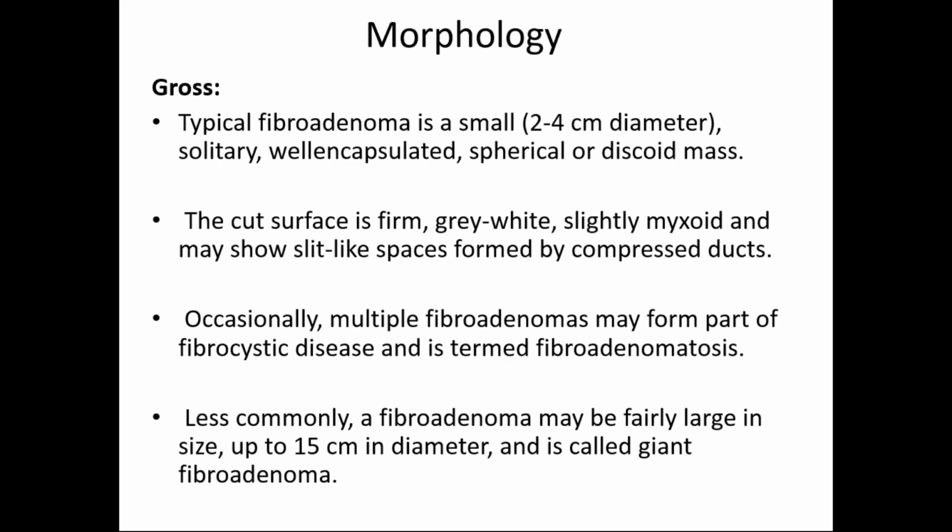Occasionally, multiple fibroadenomas may form a part of the fibrocystic disease. That is, cystic degeneration is one of the changes that you can see in case of fibroadenoma, and when cystic changes are seen, you can call it fibroadenomatosis. Less commonly, a fibroadenoma may be fairly large in size, up to 15 centimeters, and then we can call it a giant fibroadenoma. Normally it will be less than 3 centimeters, but if it is more than 15 centimeters, then we call it a giant fibroadenoma.